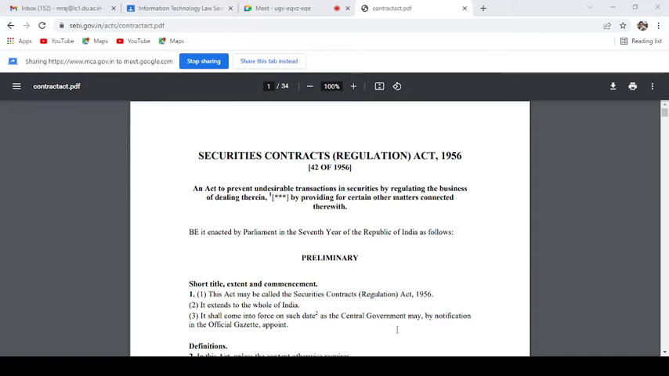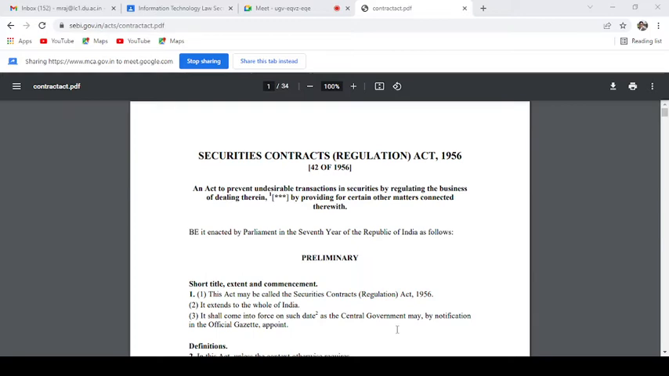Section 25, document containing offer of securities for sale to be deemed prospectus. Subsection 1, where a company allots or agrees to allot any securities of the company with a view to all or any of those securities being offered for sale to the public, any document by which the offer for sale to the public is made shall, for all purposes, be deemed to be a prospectus issued by the company. Where a company allots or agrees to allot any securities of the company.